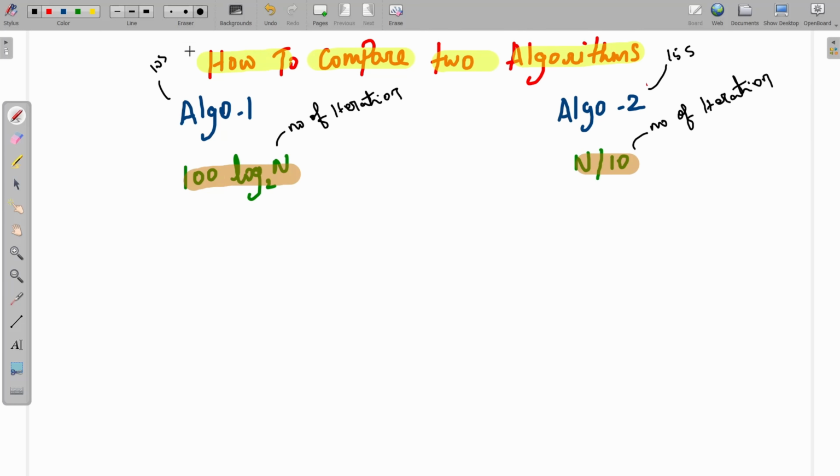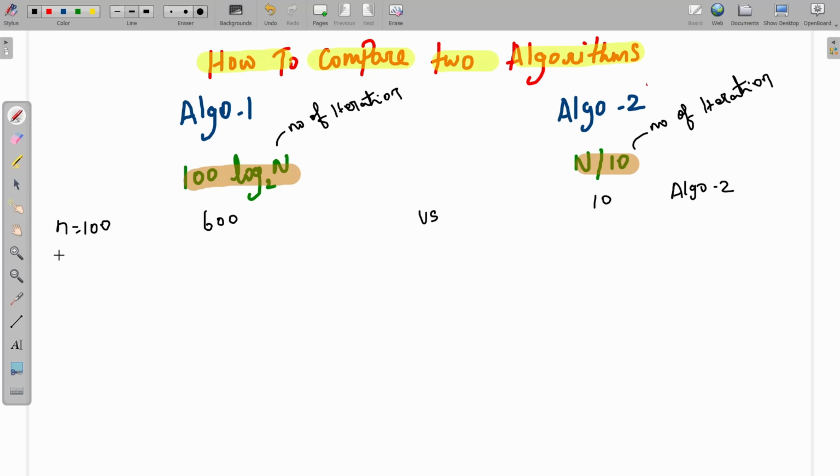Then how do we compare? As of now, we have learned how to find the number of iterations, right? So this is the number of iterations for algorithm 1 and for algorithm 2. Let's say my n is 100. What will be the number of iterations in algorithm 1? 100 into log base 2 of n. What is log 2 of 100? That is roughly 6. I don't want to waste your time, so 100 into 6 is 600. For algorithm 2, 100 divided by 10 is 10. Then who will be the winner? Sorry, algorithm 2 is the winner, right?